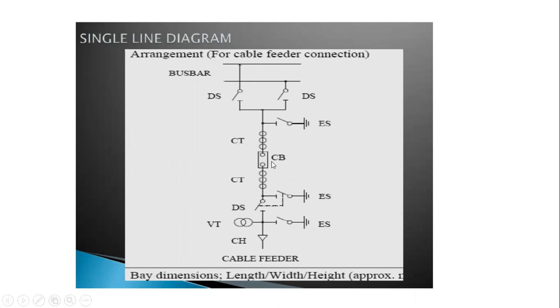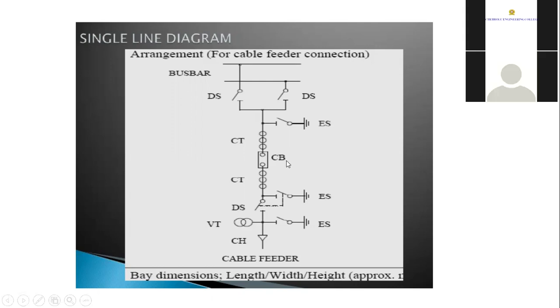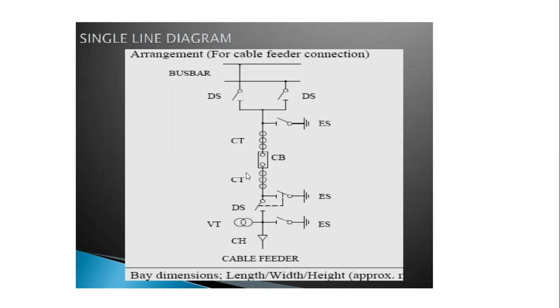How do we operate this circuit breaker? Near the circuit breaker we are connecting the relay coil. Suppose any fault occurs at the substation, then automatically the relay coil gives the indication to the substation. If the relay coil gives that indication, then automatically this circuit breaker will be operated. That is the main reason for the usage of circuit breakers.